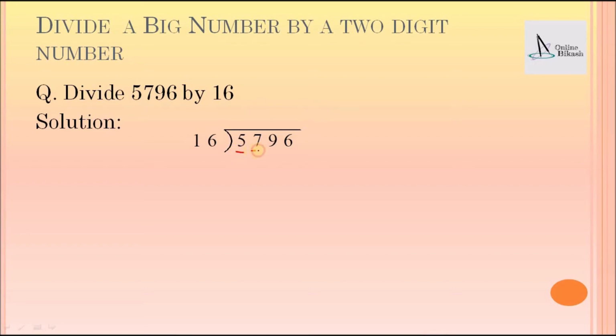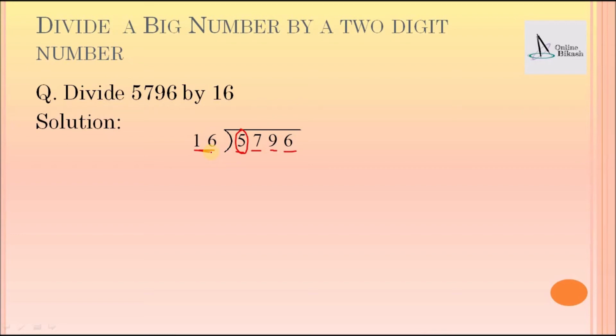Now in this case, we will try to divide this 5 for the first time. Then we will try to divide this 7, then this 9, then this 6. Okay. But wait, 5. Can we divide this 5 by 16? Certainly not. Why? Because 5 is a single digit number, which is smaller than 16. So we cannot divide this 5 by 16.